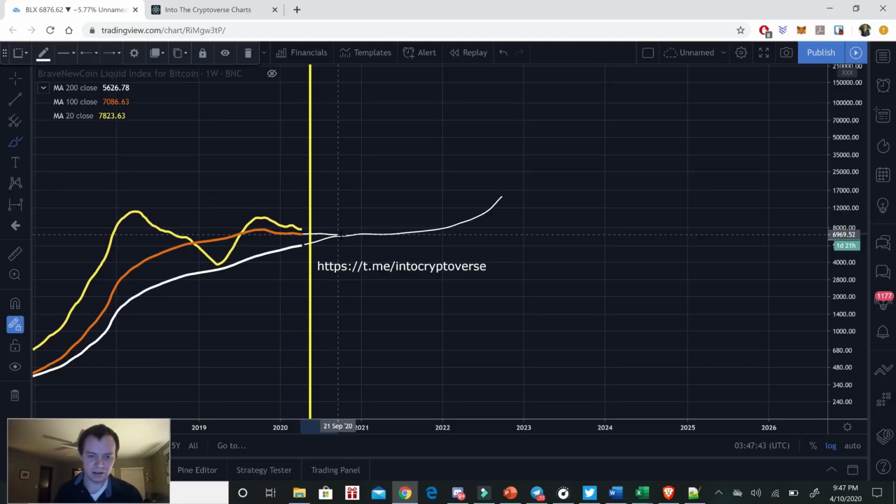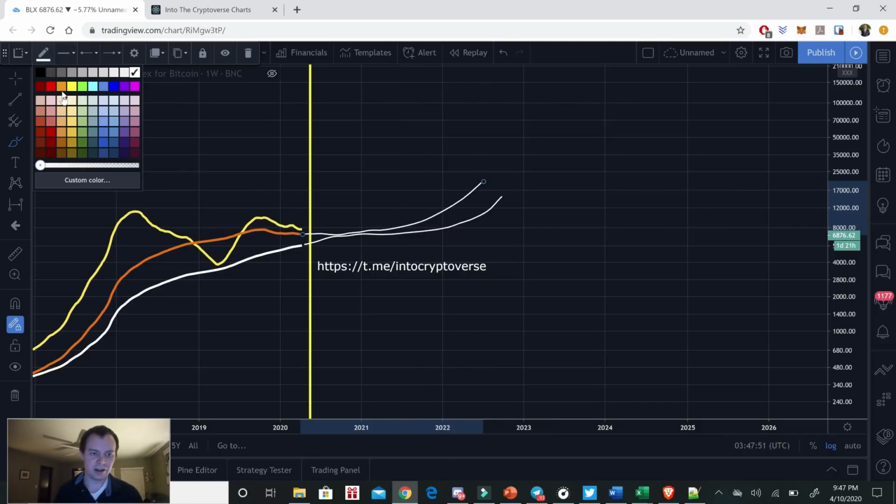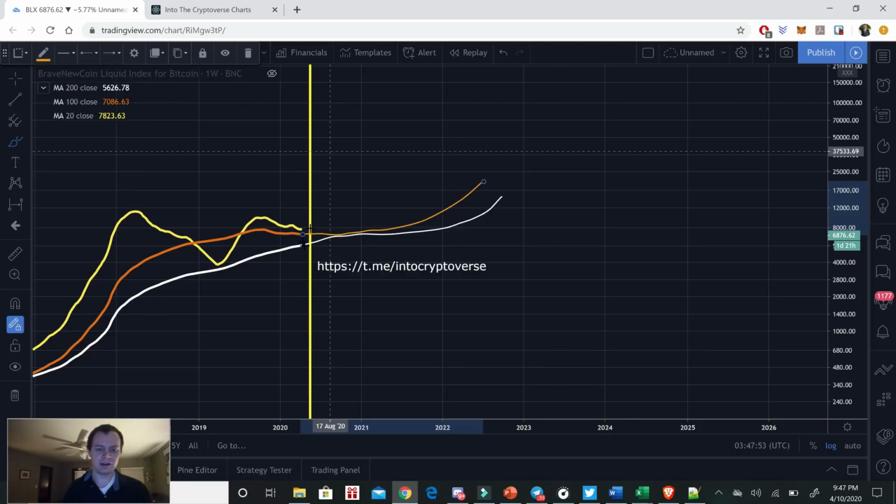We might expect it to come in here and then hold that as support and then go off like that. Okay, and then let's go ahead and change that to orange so we can tell a continuation of this pattern. And then the 20 week. What would the 20 week do?